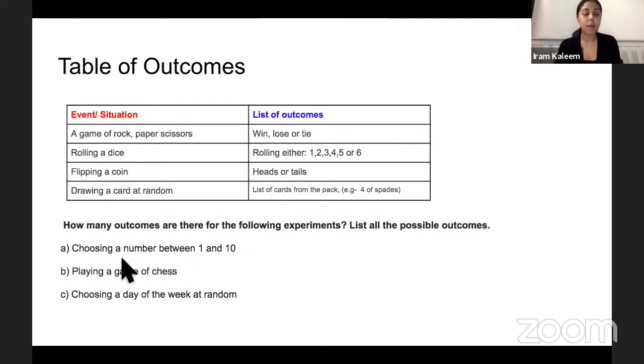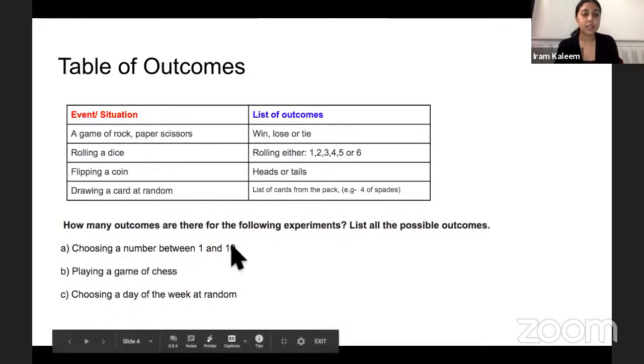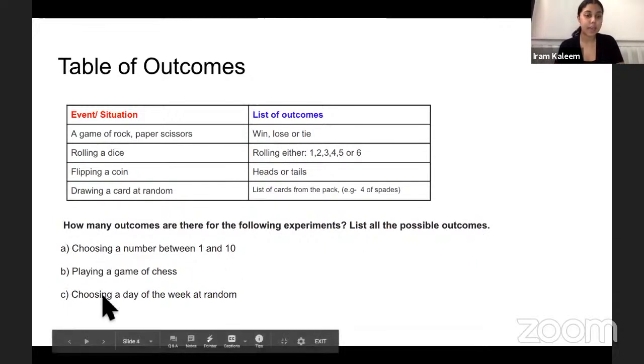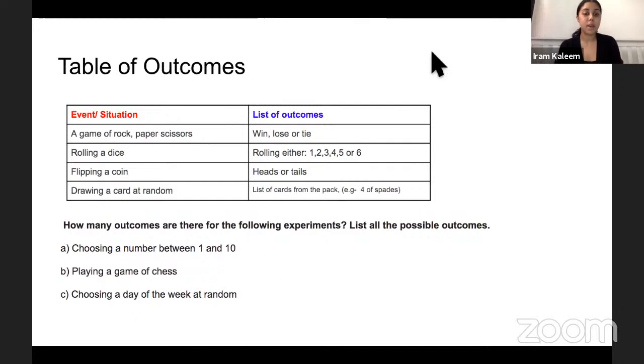I'll give you a moment to answer some of these questions. It says, how many outcomes are there for the following experiments? List all the possible outcomes. We've got 3 scenarios here: choosing a number between 1 and 10, playing a game of chess, or choosing a day of the week at random. I'm going to give you a minute or 2 just to think about those questions and have a go.